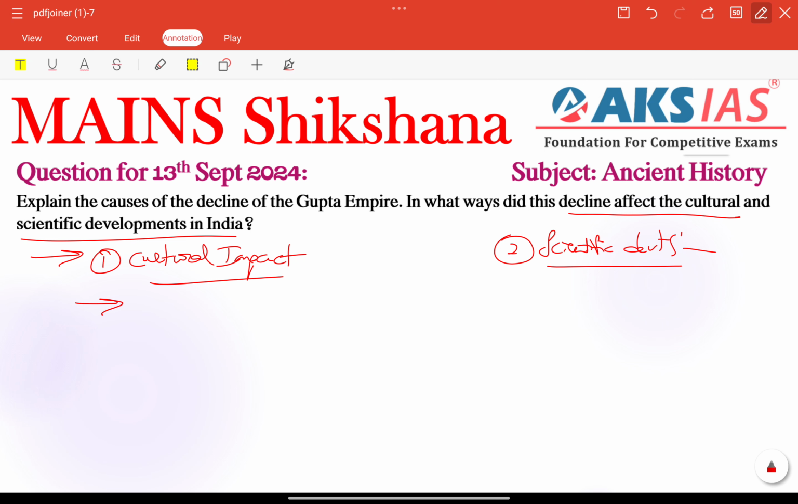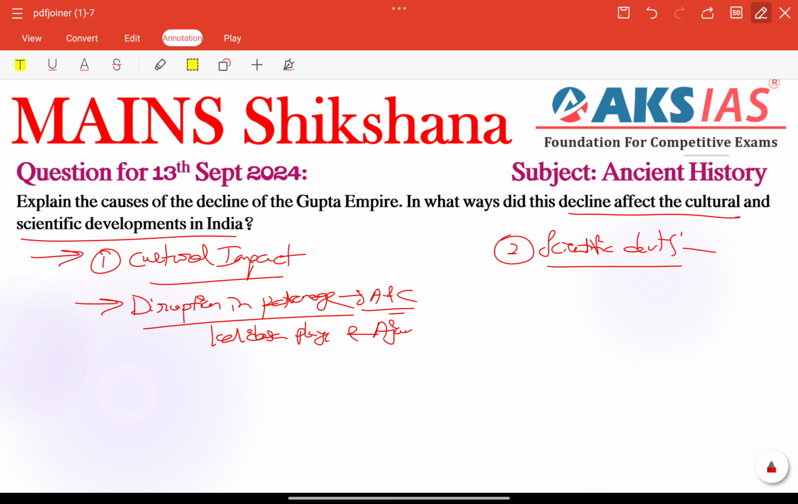First important thing we need to write about is disruption in patronage, right? Very important, because the decline of the Gupta Empire led to a significant reduction in royal patronage of mainly art and culture, including the creation of masterpieces, for example Kalidasa, and also the Ajanta caves. The Gupta period was marked by prolific artistic and literary achievements. With the empire's decline, patronage shifted to regional rulers, leading to a decline in the production and preservation of art and culture. That is the point we need to write here.